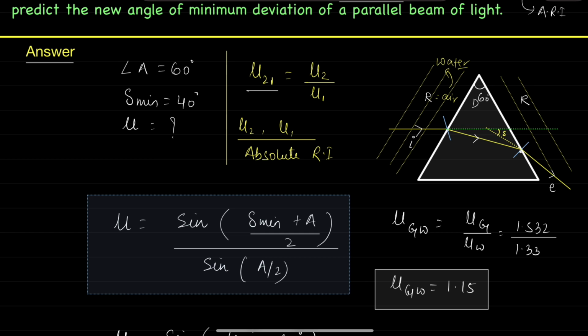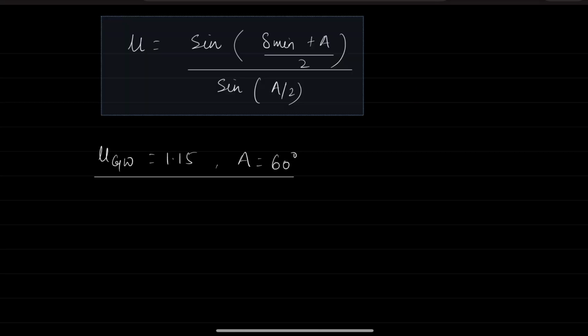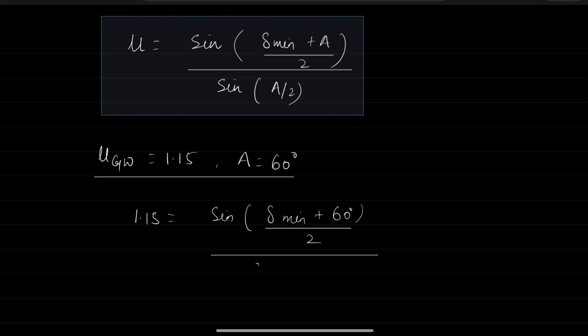Now we have to find the minimum deviation. So again we use the same formula, but now what changes do we have to make? This we already know, here the value is 1.15. Angle of prism is not going to change. It remains as 60 degree. So based on this information, we have to find the minimum deviation. So let's solve it. Now let's substitute the values. This is 1.15. It's equal to sine of (minimum deviation, which we have to find, plus angle of prism 60 degree) divided by 2, and the denominator is sine 60 by 2.